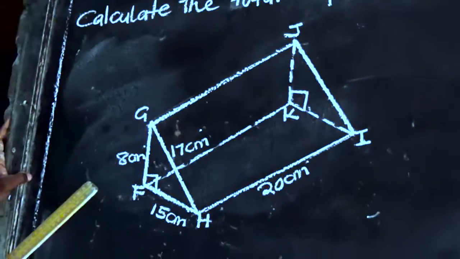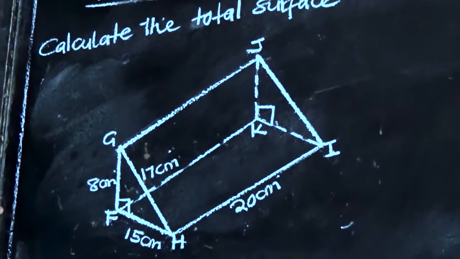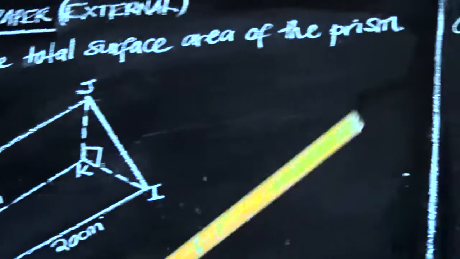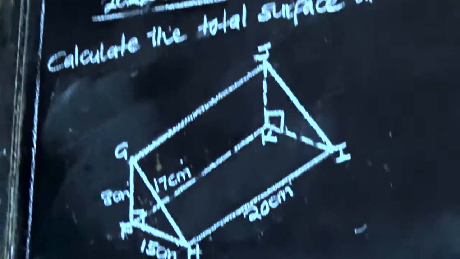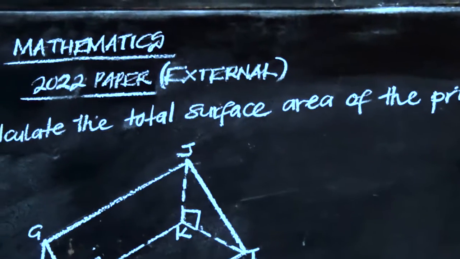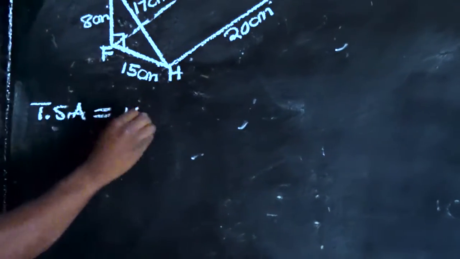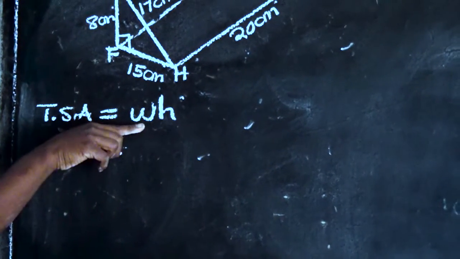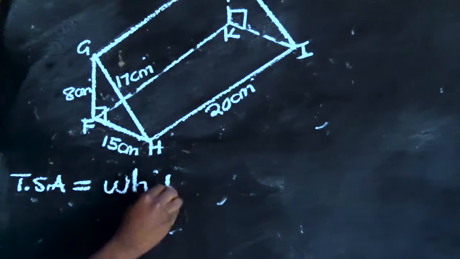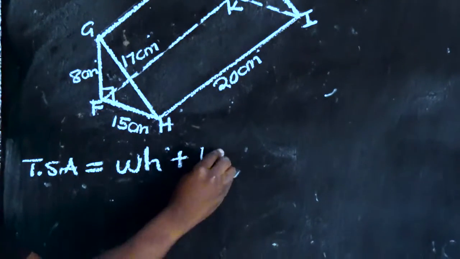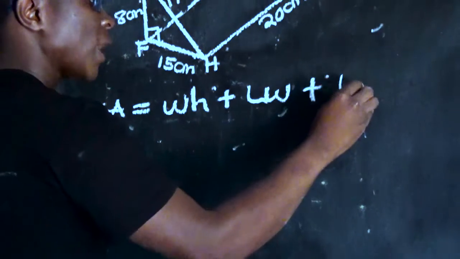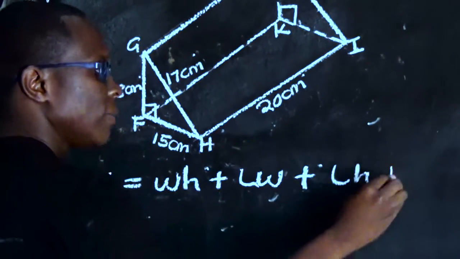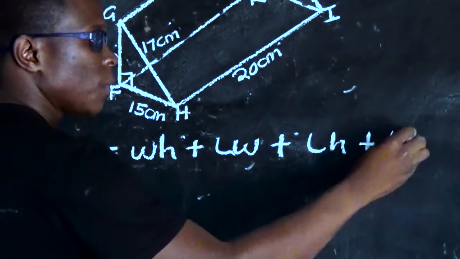Okay? So how do you calculate the total surface area of a triangular prism? Now, the way we calculate the volume of a triangular prism and the way we calculate the total surface area are different, right? They are not the same. So, total surface area is equal to width multiplied by the height, plus the length multiplied by the width, plus the length multiplied by the height, plus the what? The length multiplied by the side.